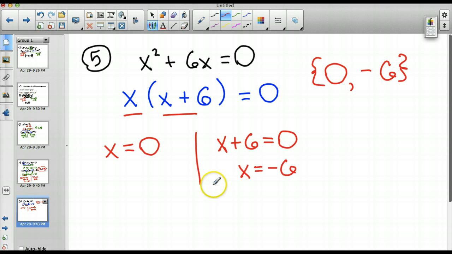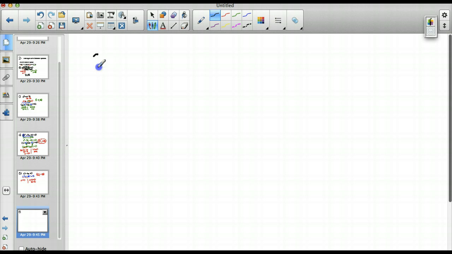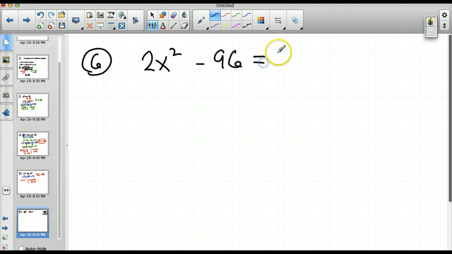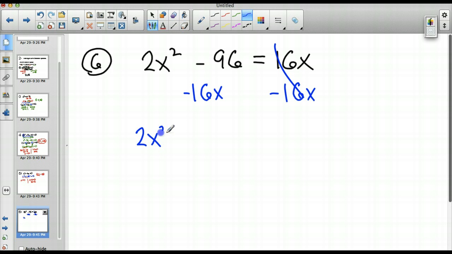Okay, there is one more that I want to try. So this will be the last example, number 6. 2x squared minus 96 is equal to 16x. Think about what the first thing we need to do is, and that would be get this in standard form. So I want to subtract that 16x from both sides. And don't forget to put this in the middle because that's going to end up being our linear term, our middle term. So this becomes 2x squared minus 16x minus 96 is equal to 0.